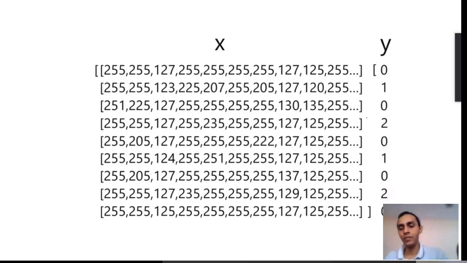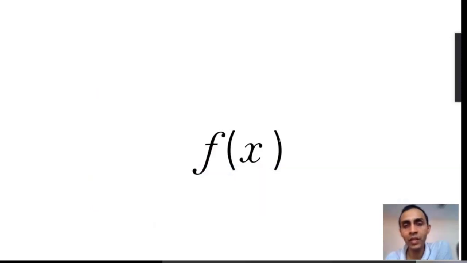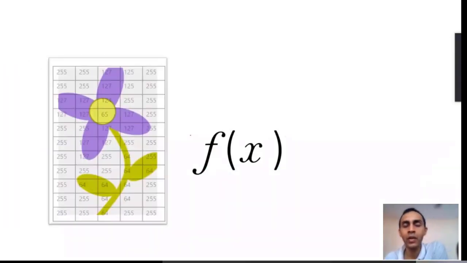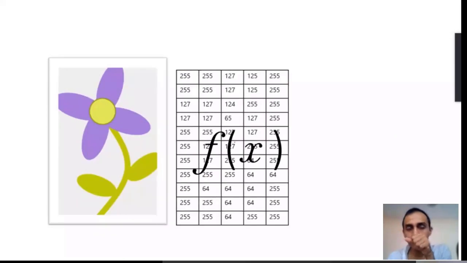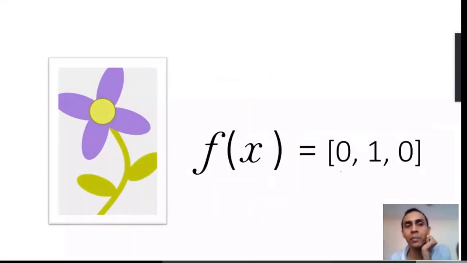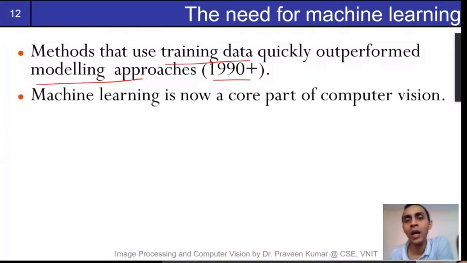Okay, so we have covered a very broad general framework for recognition using machine learning. We are going to delve into it in more detail. But before that, it was found very soon that methods that use this type of training data approach quickly outperform modeling approaches, the heuristic-based approach or hard-coded rules. So from 1990 onwards, people started finding this, and from then onwards, machine learning has become a core part of high-level computer vision tasks.